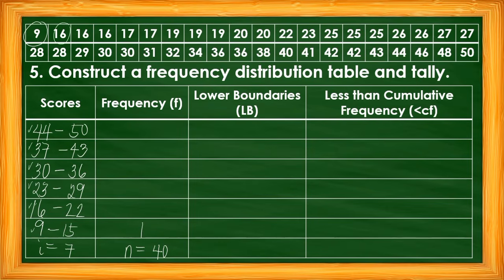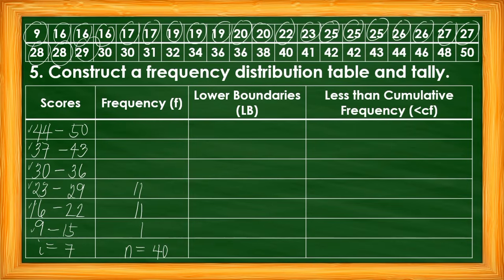Next, 16 to 22. So, 1, 2, 3, 4, 5, 6, 7, 8, 9, 10, 11. As you can see, napakabilis ng ating pagbilang. It's because naka-arrange nga yung mga scores in ascending order. So, try to imagine na hindi naka-arrange yung mga scores natin in ascending order. Diba? Magko-consume pa yun ng oras. Okay? Next, 23 to 29. 1, 2, 3, 4, 5, 6, 7, 8, 9, 10, 11. So, 11 din.